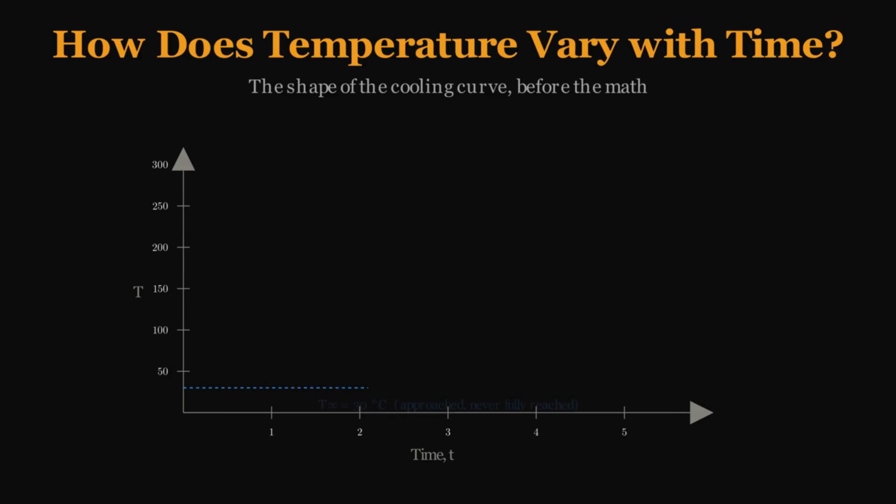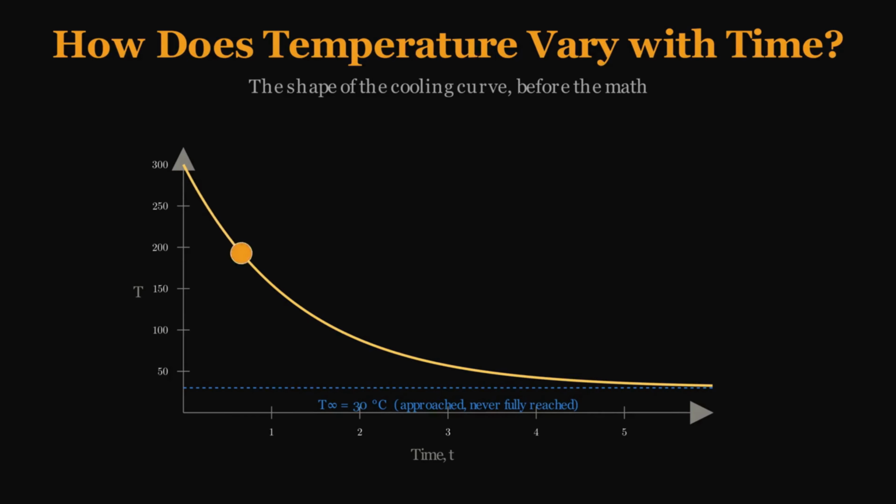Before diving into the math, let's just look at what this physically looks like. The instant the ball enters the oil, its temperature falls quickly. The gap to the oil temperature is large. As that gap shrinks, the rate of cooling slows down, and the curve flattens out. It approaches the oil temperature, but mathematically never quite touches it. This characteristic shape is exponential decay, and it is the signature behavior of every lumped capacitance process.